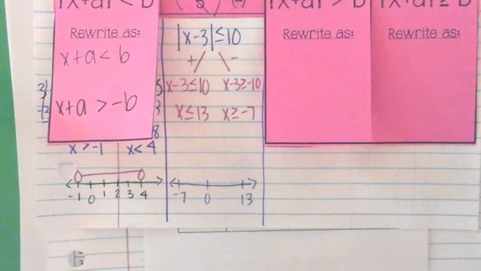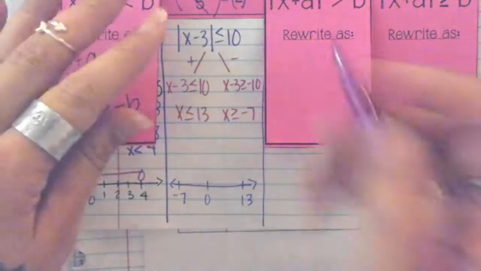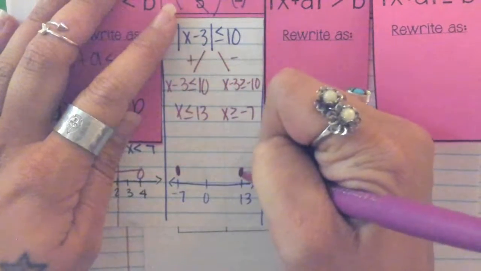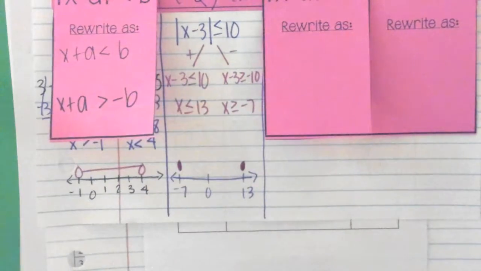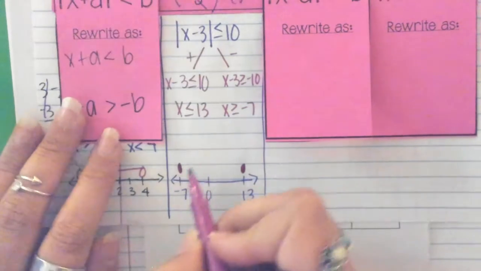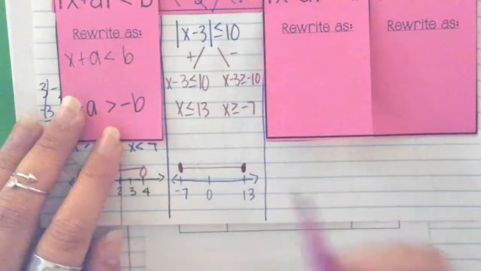Now, am I gonna use open or closed circles? Closed. Now, what numbers are greater than -7 but less than or equal to 13? Everything in the middle, right? Connect those.